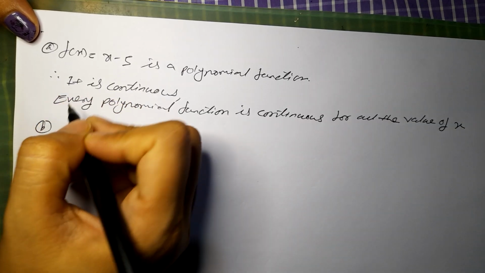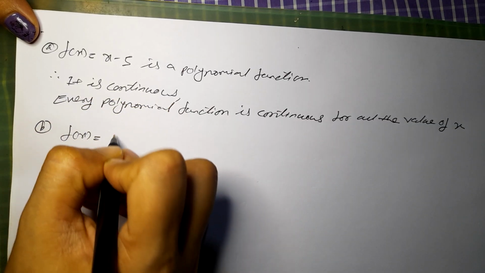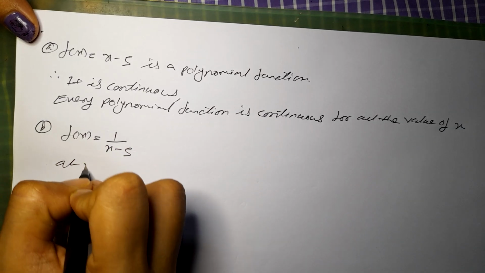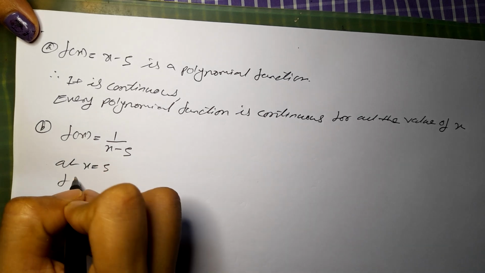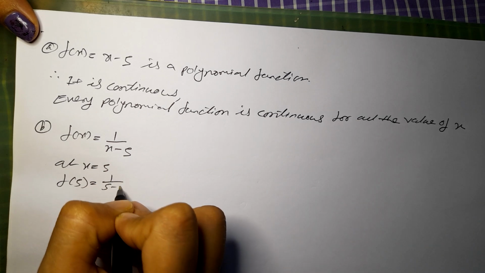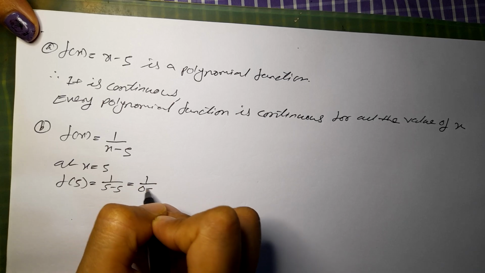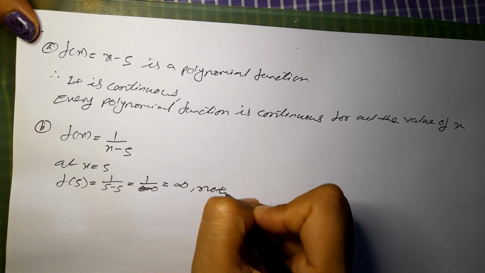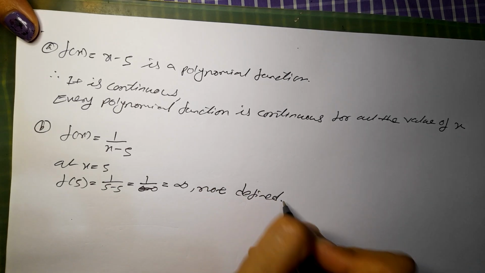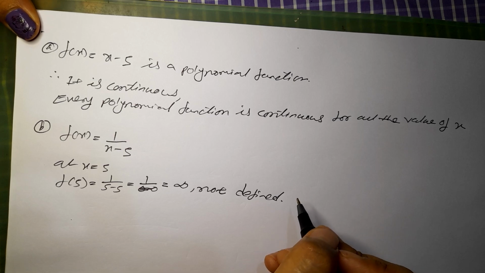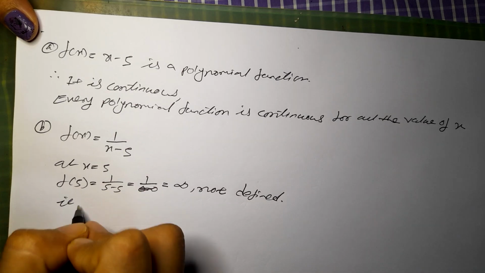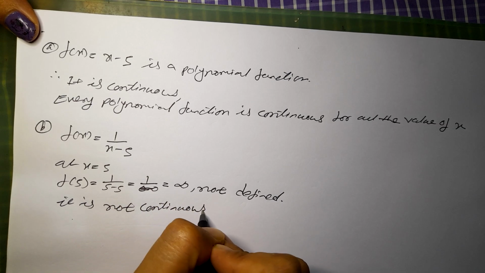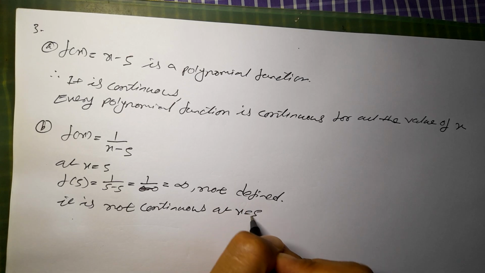Question number B. f of x is equal to 1 divided by x minus 5. So at x equal to 5, f of 5 is equal to 1 by 5 minus 5. That is 1 by 0, which is not defined. So it is not continuous at x equal to 5.